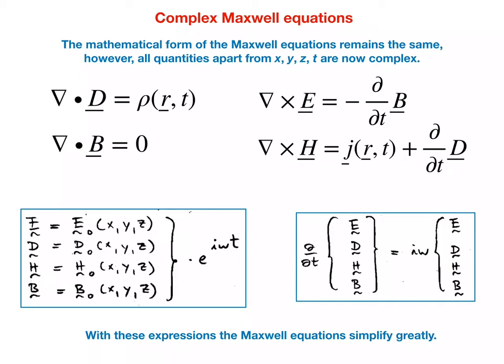Adopting this approach, the mathematical form of the four Maxwell equations remains the same. However, all quantities, apart from the position coordinates x, y, z, and time, are now complex. In particular, the four vector fields now have an amplitude that depends only on the spatial coordinates x, y, z, and a time dependence that is given by exponential function of i omega t. This means that the time differentiation of these vector fields is equal to i omega times the original vector field. Obtaining such a simple time differentiation simplifies the four Maxwell equations greatly.